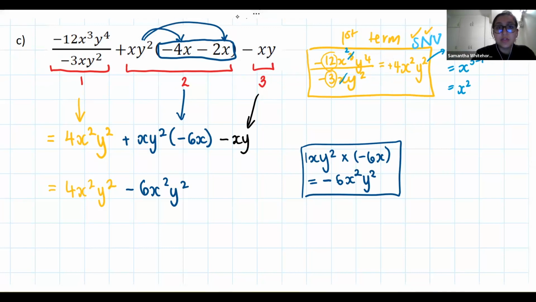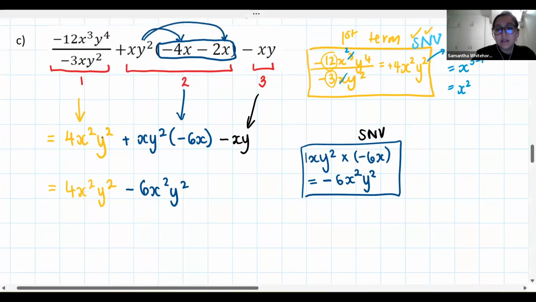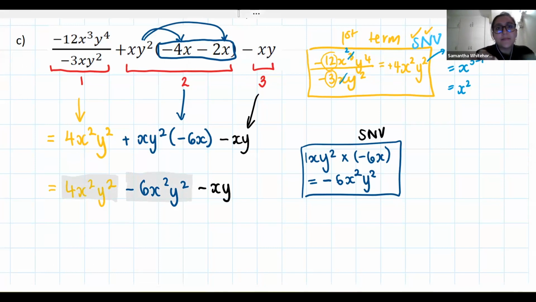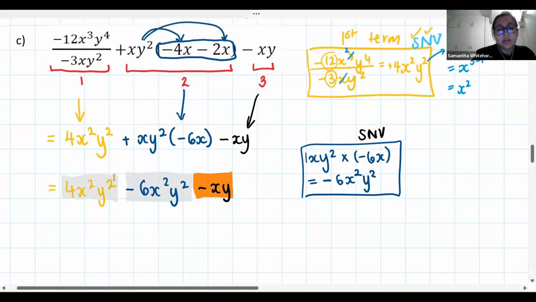Remember, guys, over here, I'm also using SNV again. So I'm not just making up these steps. I used SNV. Signs, negative times a positive. Numbers, 1 times 6. Variables to get my x squared, y squared. Now that I've done that, I can check for like terms. So looking at what I have, a term with x squared, y squared. I see that I've got a second term with exactly the same exponents and variables, x squared, y squared. Unfortunately, my little minus xy is all by himself, doesn't have any like terms, but that's okay. We'll still include him at the end.